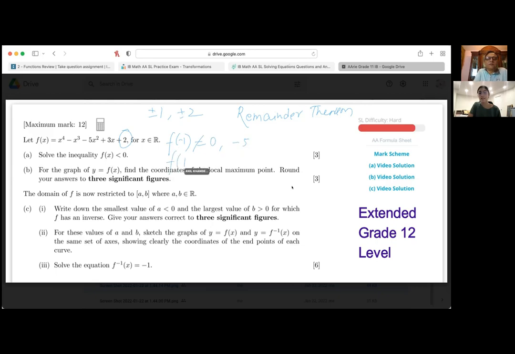Now plug in 1 in it. So what do you get? 1 minus 1 minus 5 plus 3 plus 2 is 0. So it is a factor. When you get a 0, that means it is a factor, right? So putting x equals 1 gives 0, which means x minus 1 is a factor. Is that clear to you?